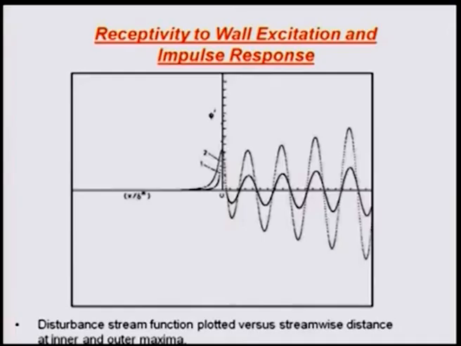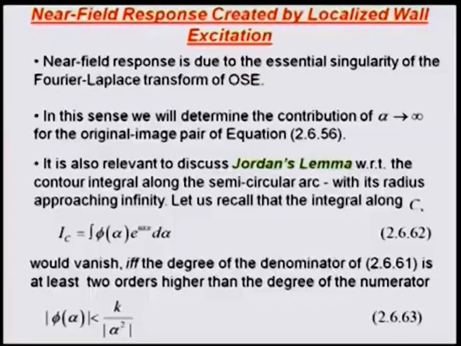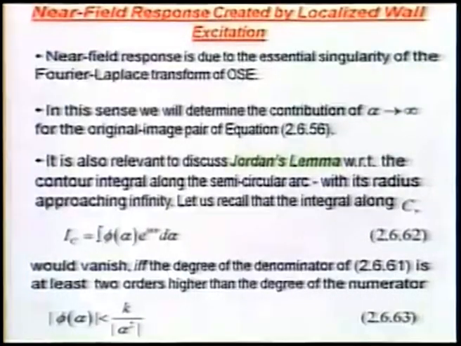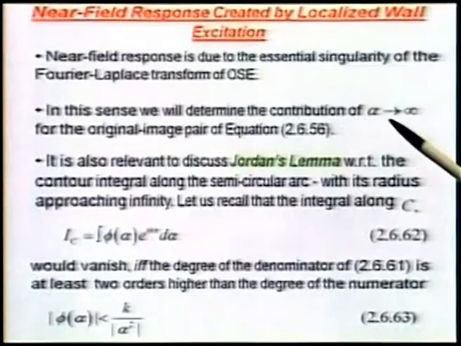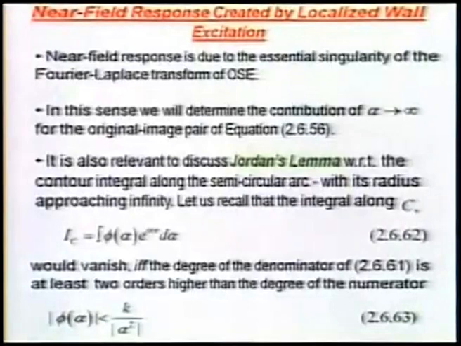So as we are interested now to look at the special attribute of the receptivity theory in explaining the near field response due to this localized wall excitation, we did talk about the role of the essential singularity, that is the point at alpha equal to infinity. And essentially then what you are trying to do is find out what that phi of alpha is when alpha is going to infinity, right?